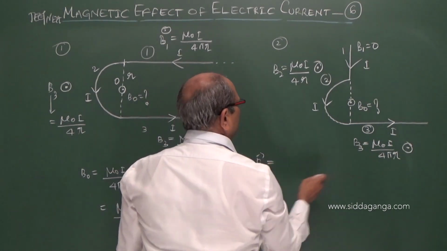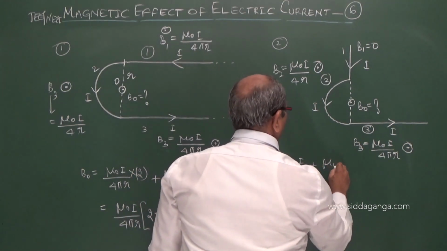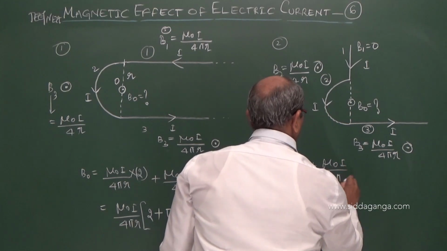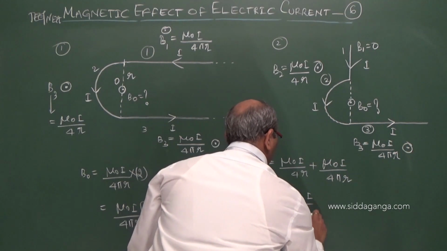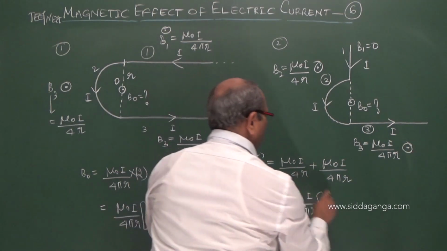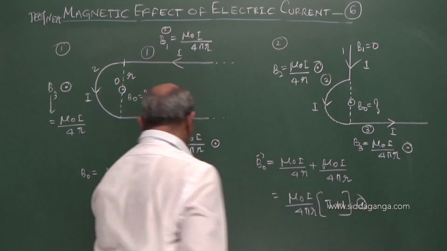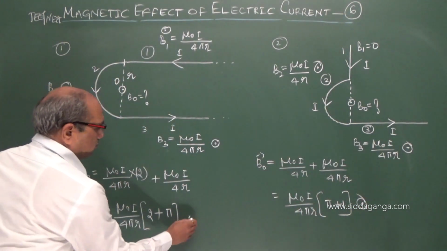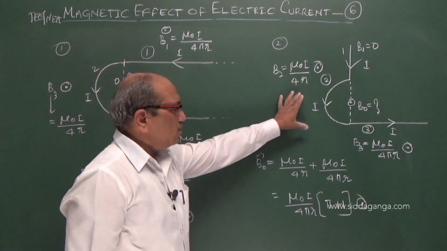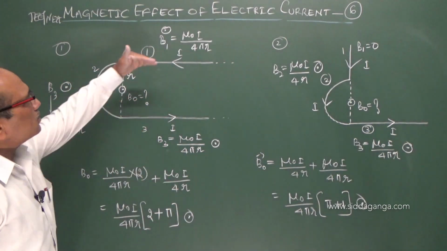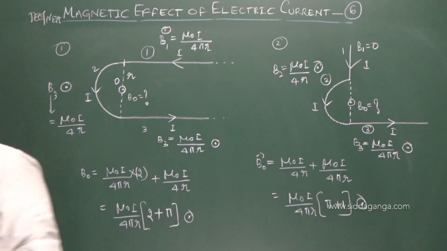Therefore, what is the net field? B naught equals the sum of these two: mu naught I by 4R plus mu naught I by 4 pi R. If I write mu naught I by 4 pi R outside the bracket, it is pi plus 1, and out of the board. Here also it is out of the board. So when the shape changes, the value changes, but you have to be very careful. Straight line portion, curved portion, which relation has to be properly used to arrive at the answer.